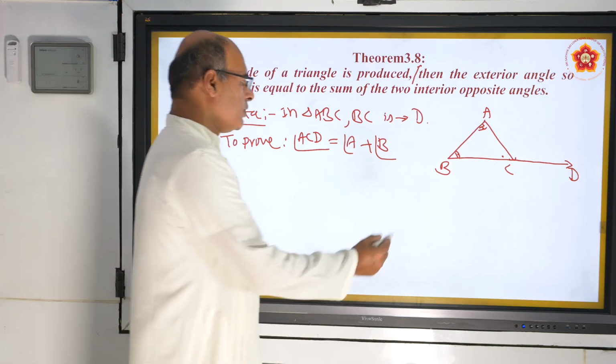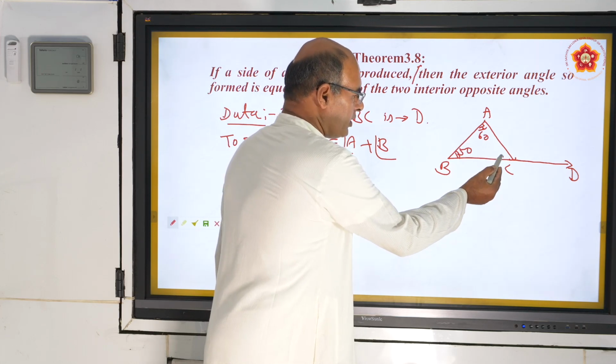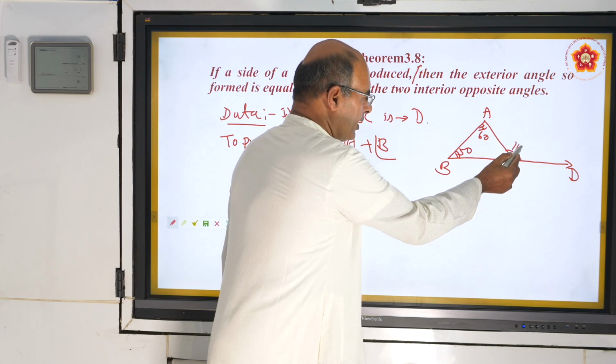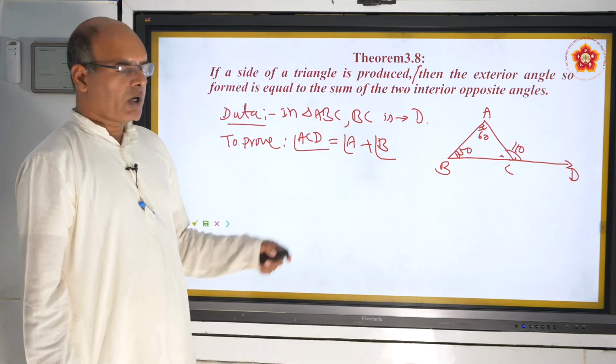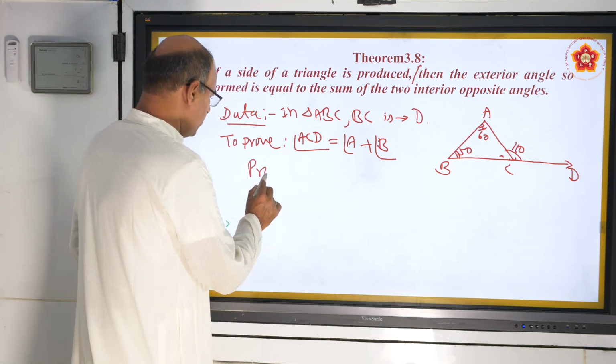For example, if it is 50 degree and it is 60 degree, no need to find out this angle. Directly we can write this is 50 plus 60, 110 degree. But we have to prove logically. We need the logical proof. So I'll go to the proof.